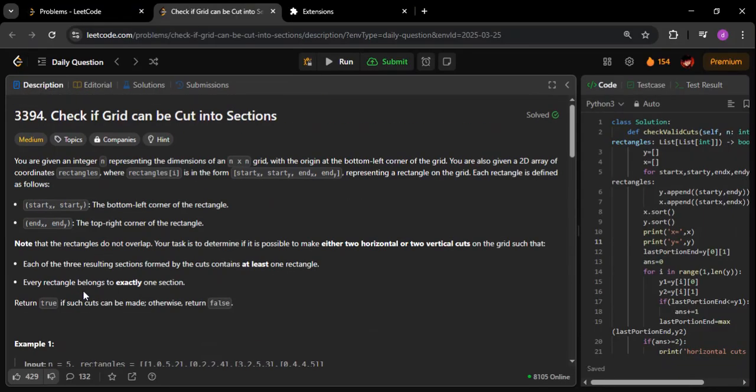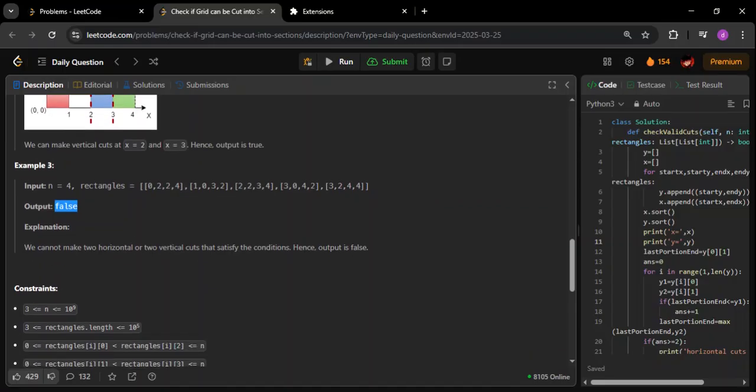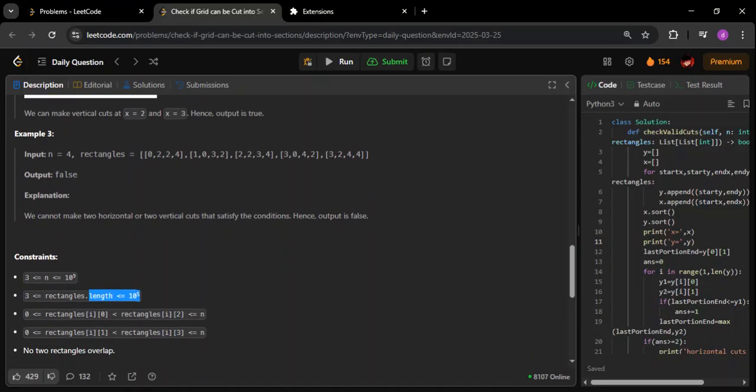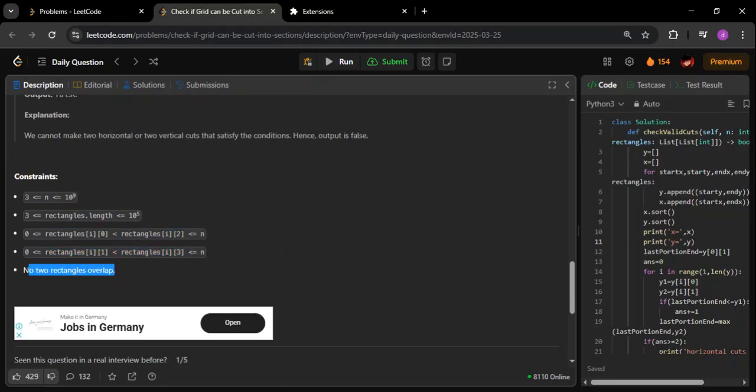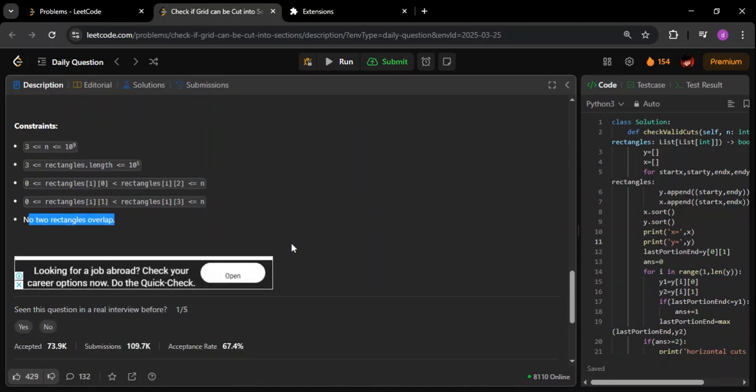Okay, so this is the question, and if you go through the constraints, it is around 10 power 5. The number of rectangles that you are going to get is up to 10 power 5. The rest of the things are pretty simple, and I have already discussed that no two rectangles in the input are going to overlap each other. As simple as that.